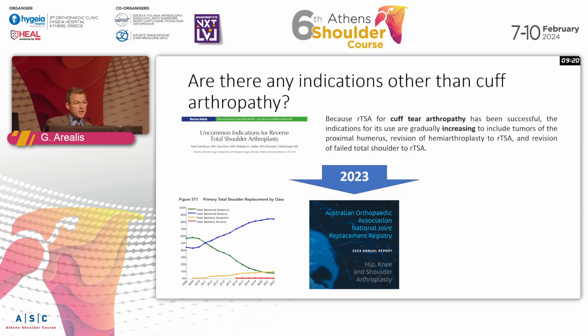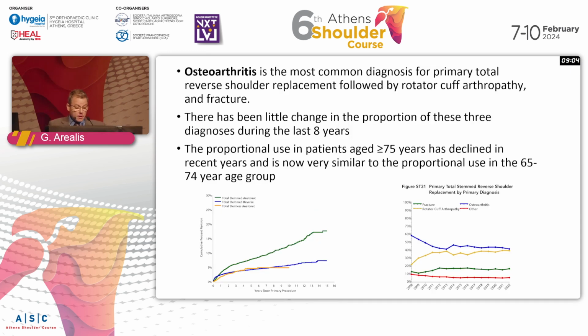Even for patients with arthritis, that we would think of for an anatomic replacement, a lot of things happen in trauma, and you can see this in the graph, how the anatomic replacements are losing place in favor of reverses. Osteoarthritis now is the most common use of reverse. It's no longer cuff arthropathy. And there hasn't been a very big change in that proportion in the last 8 years in the Australian registry. And I think it's the best registry to use to see all of those changes in our practice, because it's very well maintained and very accurate.